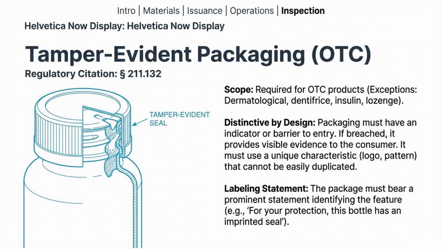OTC products must use tamper-evident packaging unless exempt. The package must show visible evidence if opened and include a label statement describing the feature. This protects consumers and builds trust.